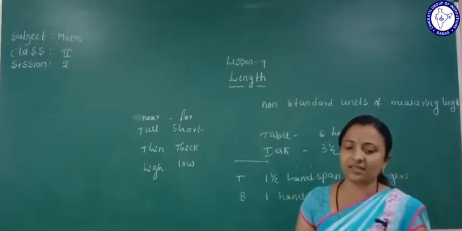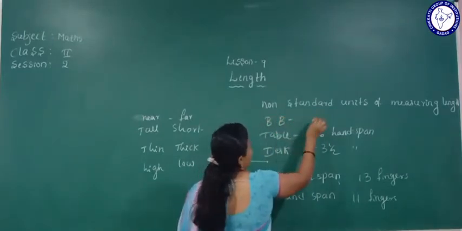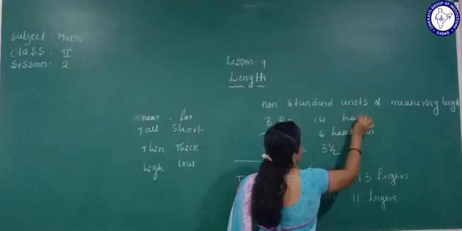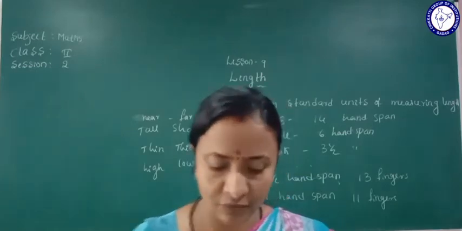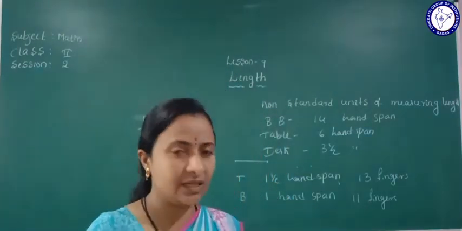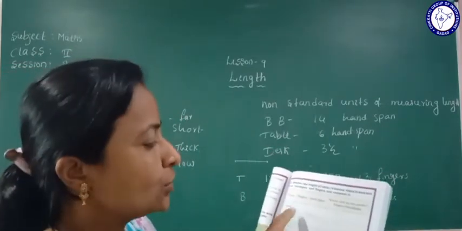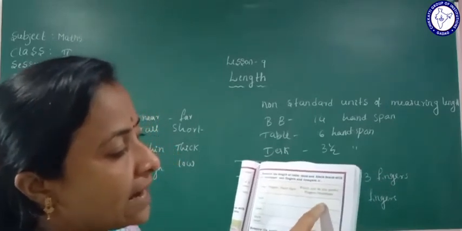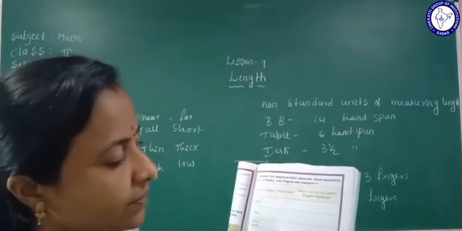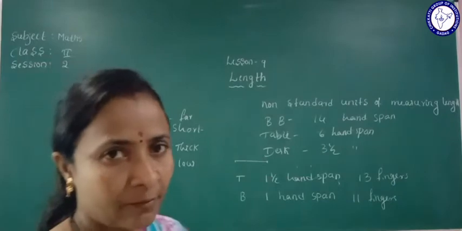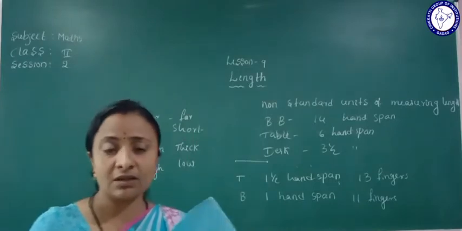So how many handspans are there on the blackboard? 14 handspans. So the blackboard measure is 14 handspans. Students, the table given here you will complete. I only did handspan, so you will do fingers and handspan, and mention which unit you use, fingers or handspan. I use handspan here. Okay students, we can understand how to measure length.